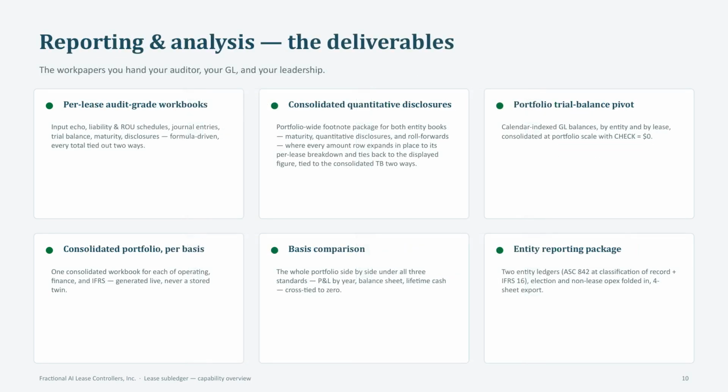Now the deliverables, the work papers you hand your auditor, your GL, and your leadership. Per lease, audit-grade workbooks: input echo, liability and ROU schedules, journal entries, trial balance, maturity, disclosures, formula-driven, every total tied out two independent ways. Consolidated quantitative disclosures for the whole portfolio, both entity books, and every amount in the footnote now expands to its per lease breakdown, tying back to the displayed figure.